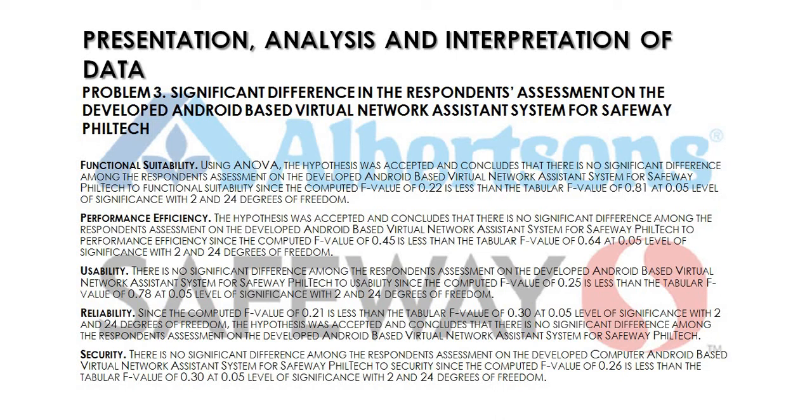Security. There is no significant difference among the respondents' assessment on the developed Android-based virtual network assistance system for Safeway PhilTech to security, since the computed f-value of 0.26 is less than the tabular f-value of 0.30 at 0.05 level of significance with 2 and 24 degrees of freedom.